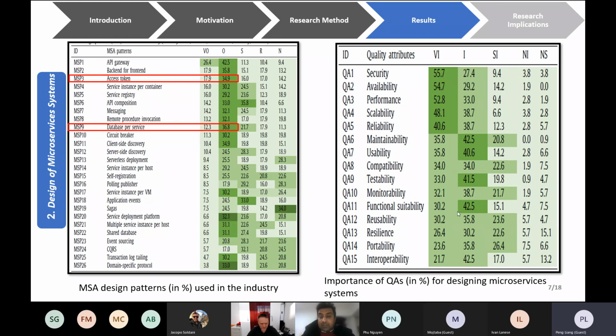six interviewees provided four reasons for the database per service pattern. They said this pattern helps to design and develop loosely coupled applications, supports selecting a database according to the requirements of each microservice, and helps to control the impact of failures by limiting them to the specific microservice. So we identified these kinds of reasons, and more detail is available in our paper.